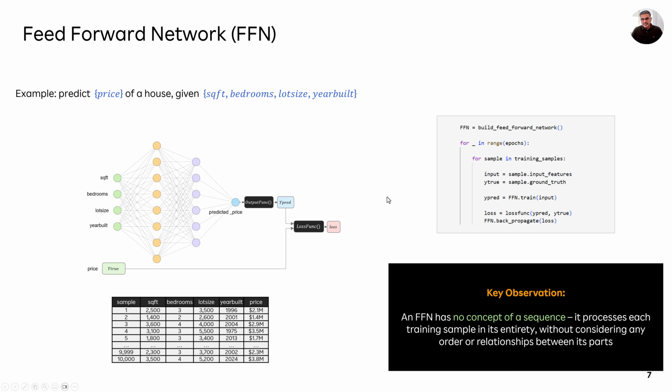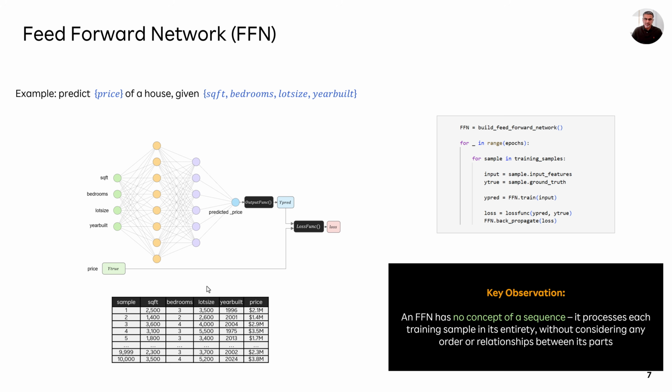And the key observation is that in a feed forward network, there is no concept of a sequence. And what I mean by that is when it sees a single training sample, it basically treats that in its entirety. It does not really see that there is some kind of a sequence within that training sample, and there is no ordering in which the elements of the training sample appear. Now, this is fine for data like this, where I know there is no ordering between, let's say, square footage, bedrooms, lot size, year built, and so on. But there is some type of data where that ordering matters.